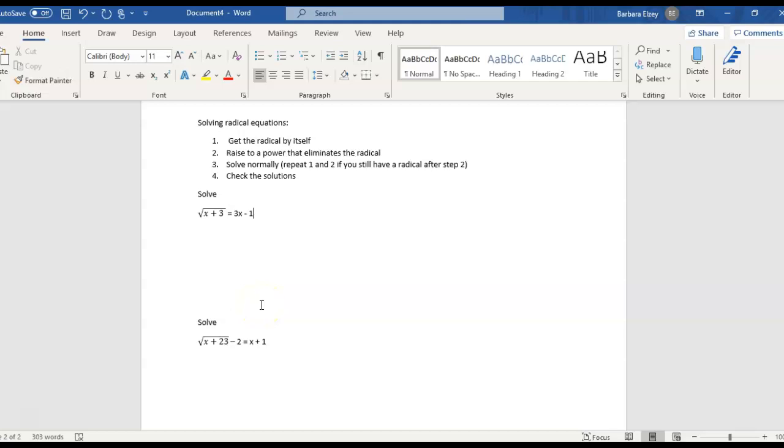To get rid of a square root, we're going to square it. So we're going to take this and we are going to square it.